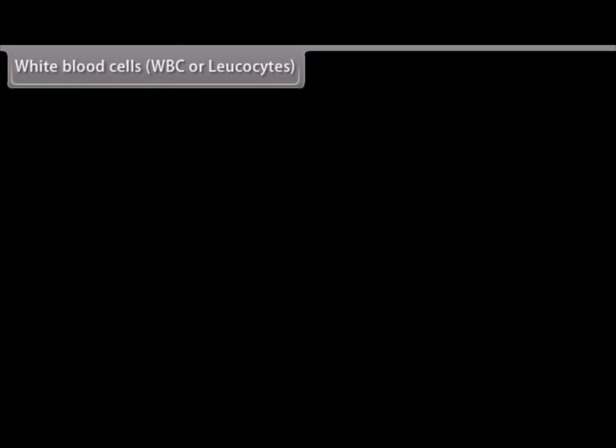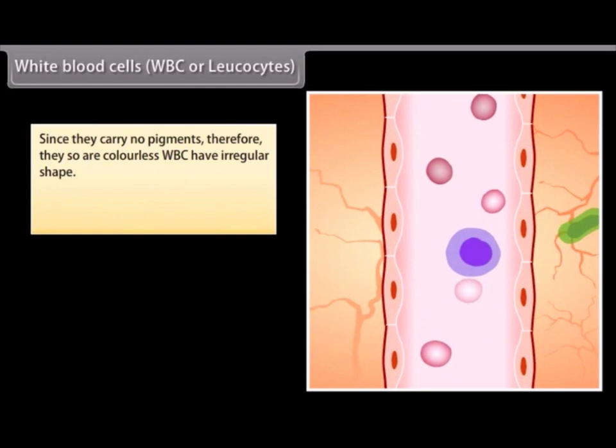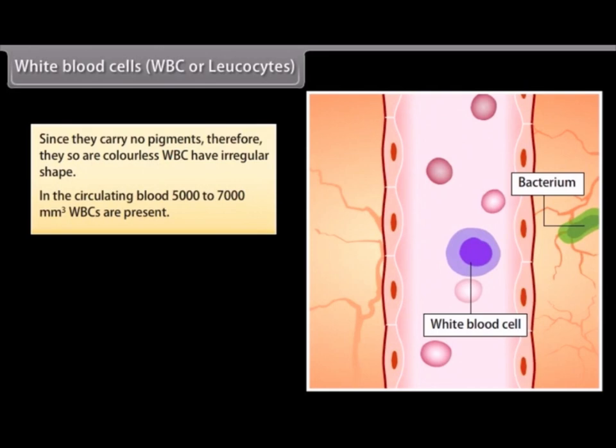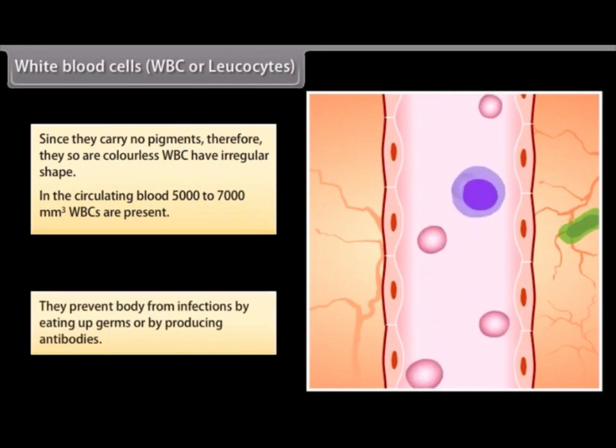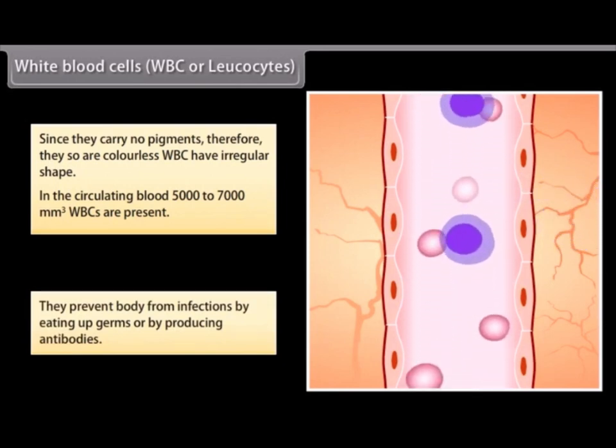White blood cells, WBC or leukocytes. Since they carry no pigments, they are colorless. WBC have irregular shape. In the circulating blood, 5,000 to 7,000 per mm3 WBCs are present. They prevent the body from infections by eating up germs or by producing antibodies.